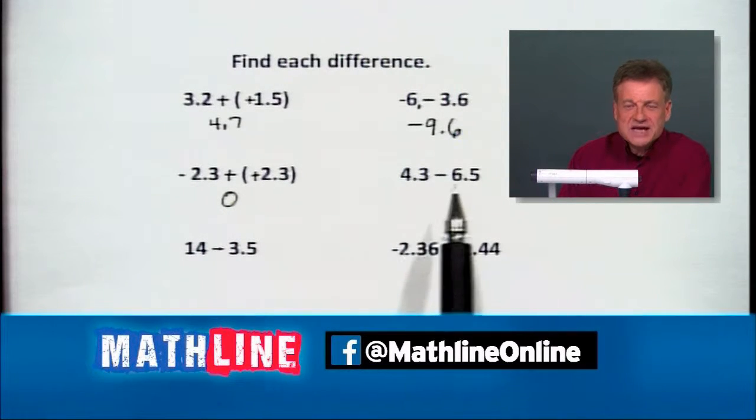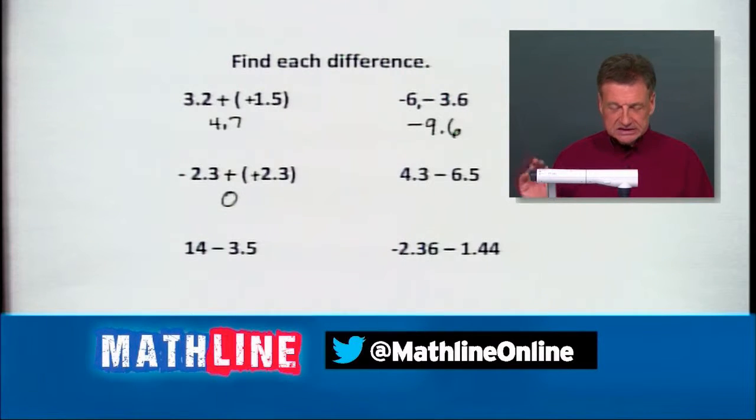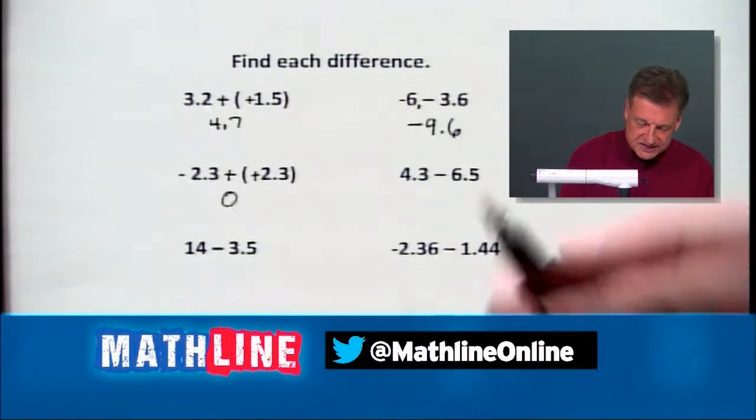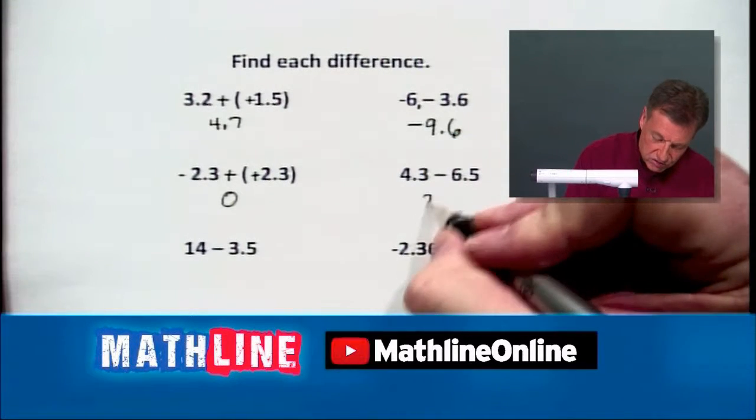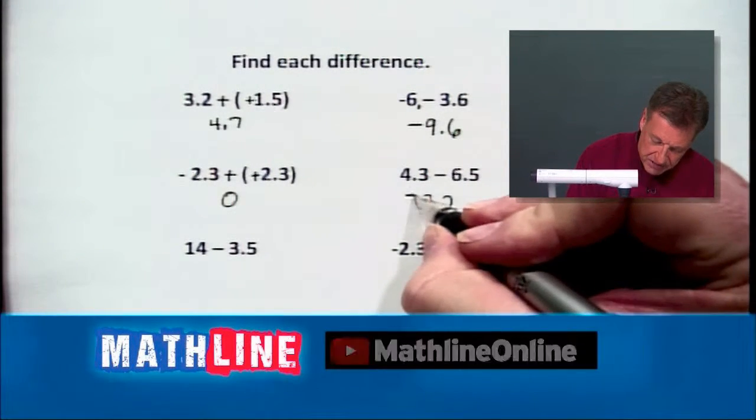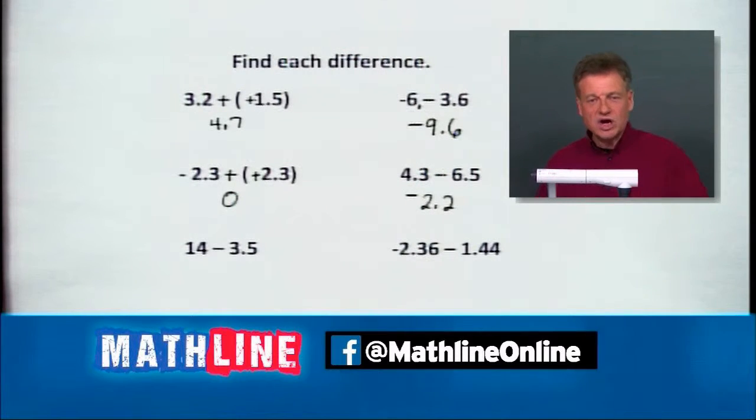4 3/10 minus 6.5. Oh, one's negative, so we know the answer is going to be negative because that's a little bit bigger. Let's do some mental math subtraction. I think we're going to go with a 2 2/10. Put a negative on that because it is larger. And ready to move on to the next one.